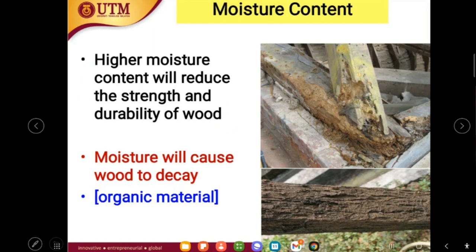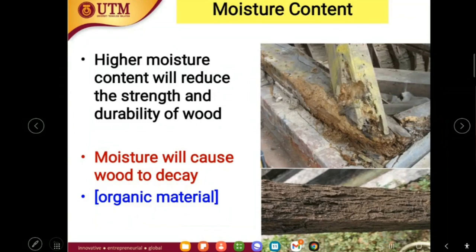So higher moisture content will reduce the strength, like what we already discussed earlier, and also the durability of the wood, because the moisture will cause the wood to decay. Normally wood, or timber, is an organic material. Organic materials have the tendency to decompose over time. And this decomposition must happen in the presence of water. Okay, so if the wood is dry, normally the organic matter will take a very long period to decompose. But if the wood is wet, because it is an organic material, it will decompose very, very fast.